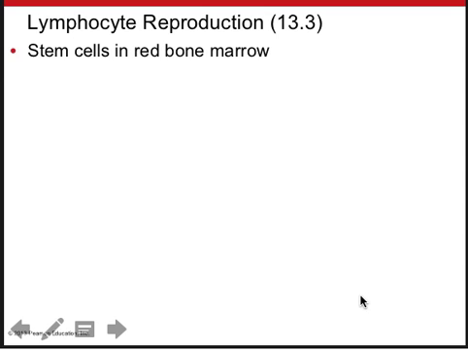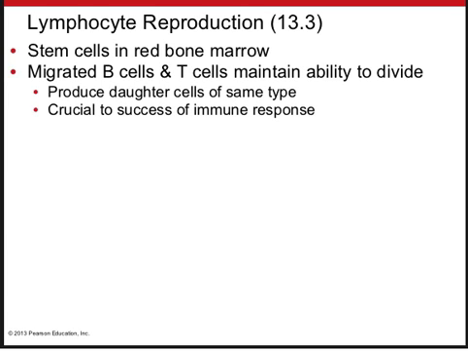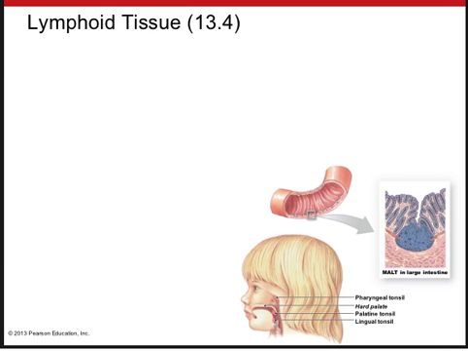So how do lymphocytes reproduce? Well, the stem cells are found in the red bone marrow. Migrated B cells and T cells maintain the ability to make copies of themselves, provided that they are stimulated. They produce daughter cells that have the same recognition specificity, meaning they are able to bind to and destroy anything that's connected to that one particular type of antigen for which they're designed to recognize. This is crucial to the success of the immune response.